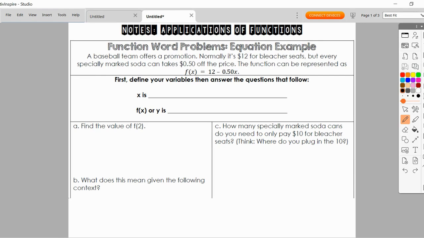So we're going to go ahead and define our variables first. I'm going to think about what can change in this problem. Right away, I know I can change the number of specially marked soda cans I have. So that's going to go in for my x because I could have 1, I could have 2, I could have none, and I could have 100. What's going to change based off how many soda cans I have is the cost of our bleacher seat.